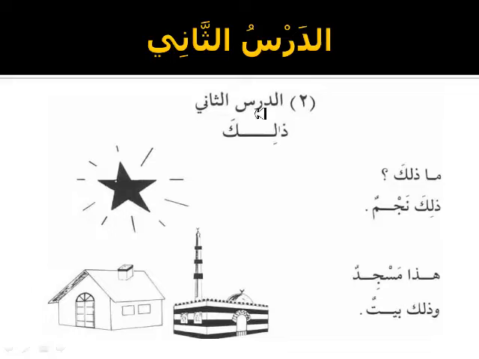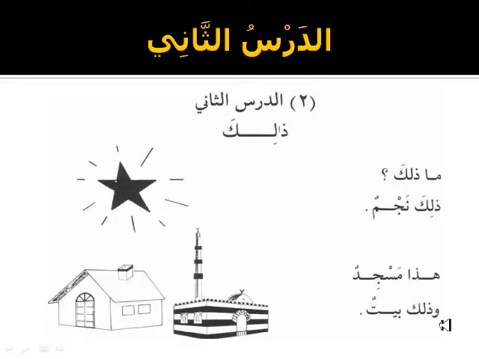Next we have hada masjid. Hada masjid. Now look at the masjid here. In the picture, it's closer to the sentence. So we're going to use hada masjid, and we're going to look at the house, the bayt. It's further away. So we're going to use wadhalika baytun. So we have هذا مسجد وهذا بيت. This is a masjid, and that is a house.